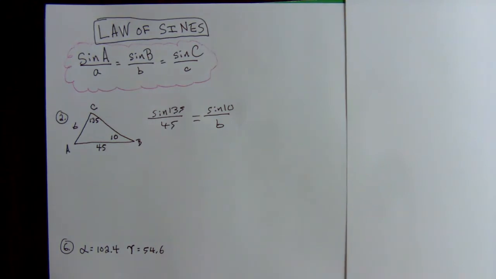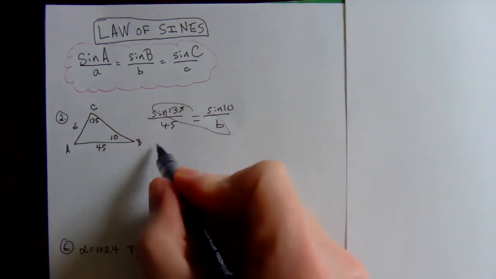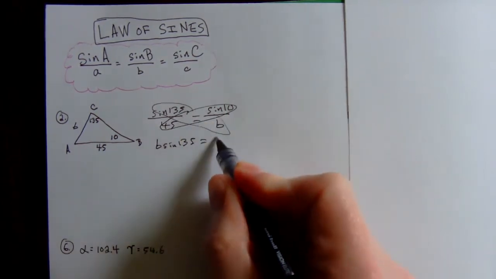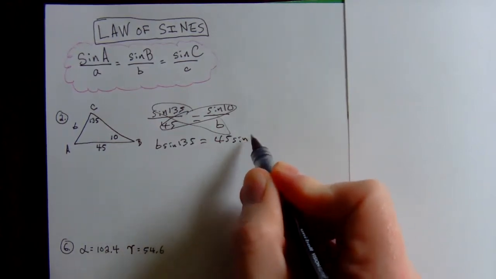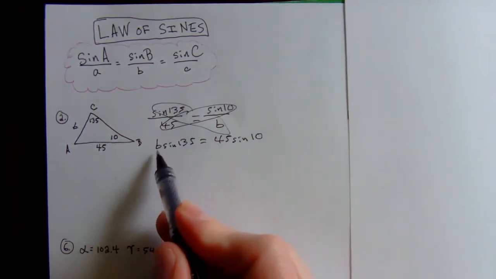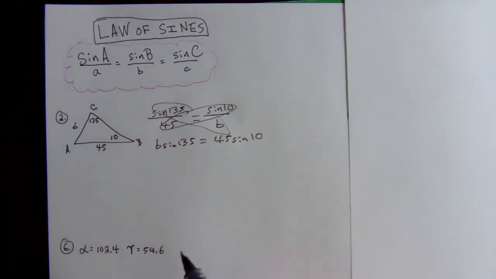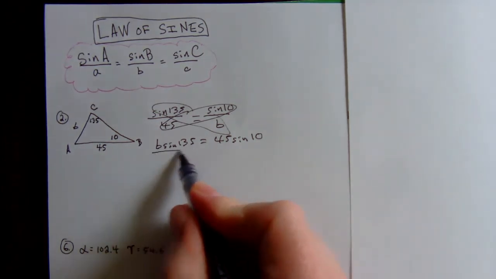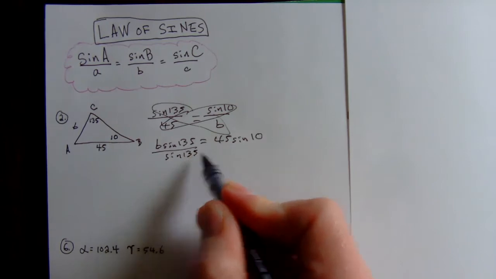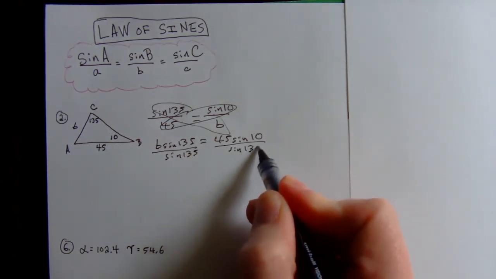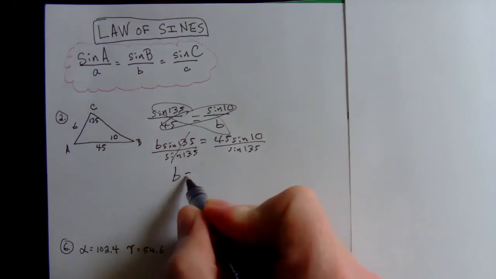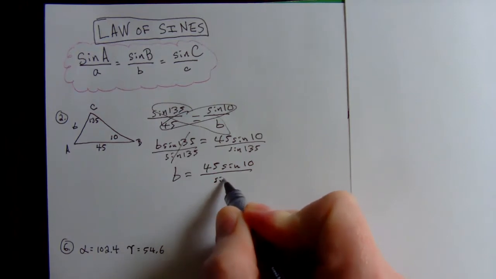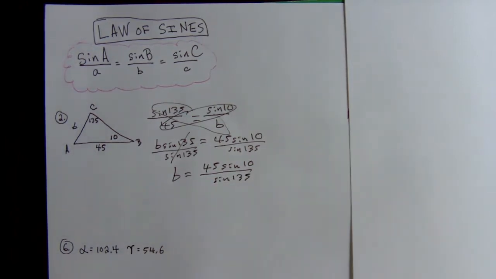And then you're just going to cross multiply, okay? So we're going to take this times this, so I'll have b times the sine of 135 equals this times this, so that'll give us 45 sine of 10. And then you're supposed to solve this for b, so we're going to divide both sides by the sine of 135, because this is b times the sine of 135. Those will cancel out, and I'll have b equals 45 times the sine of 10 divided by the sine of 135. And then we're going to plug that into the calculator.